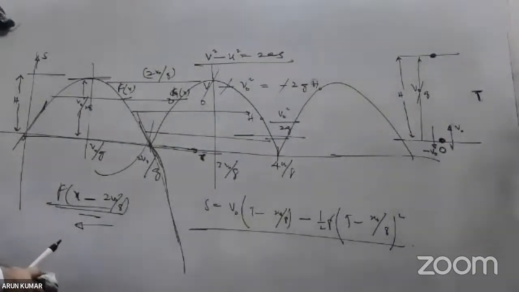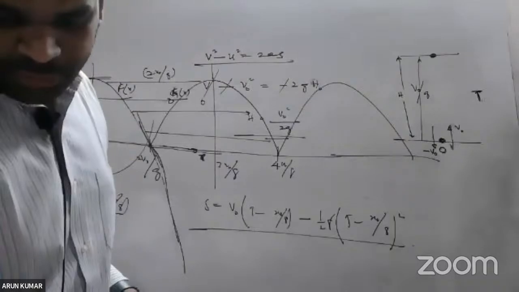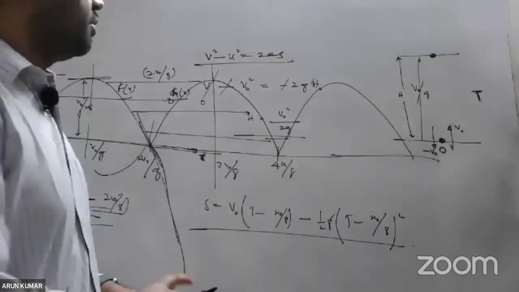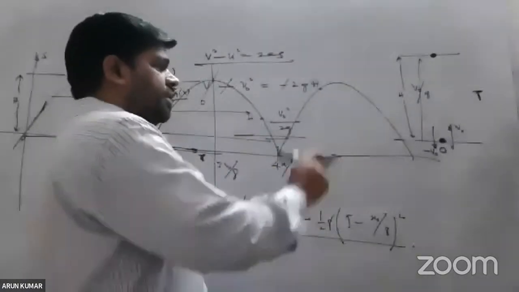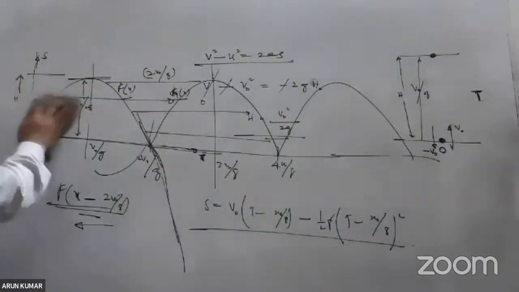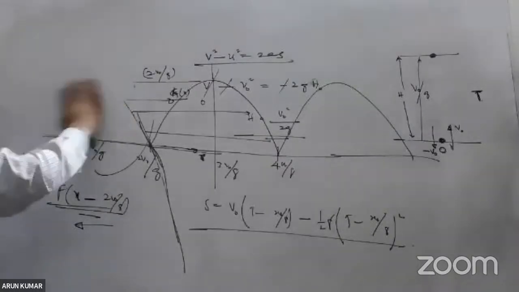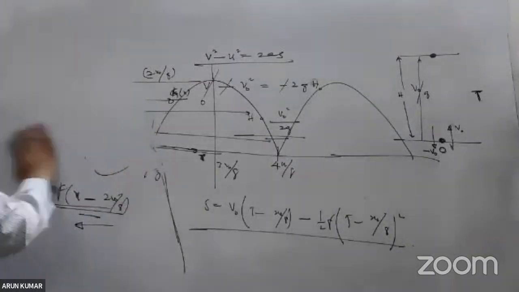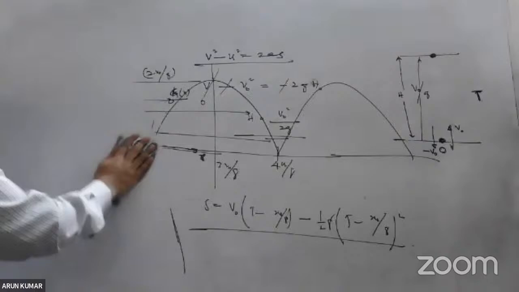Okay. Now, what is the next question in this case? What is the velocity when the particle returns to the ground? It is v naught itself, but reversed. What is the third question? Displacement and distance. Displacement is 0. Distance would be?